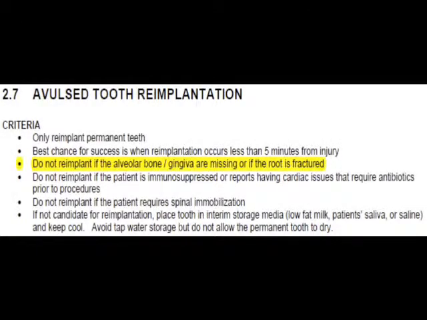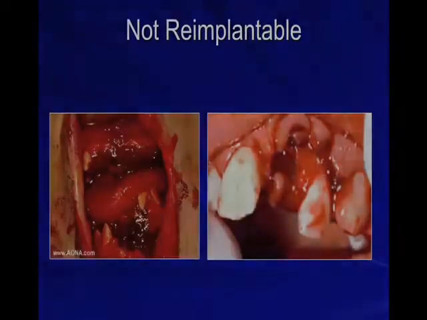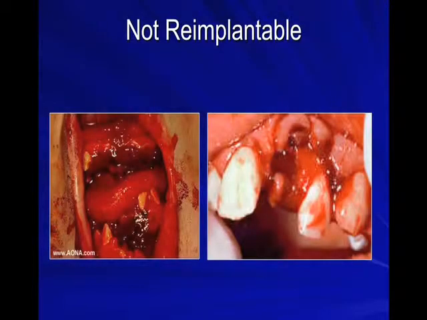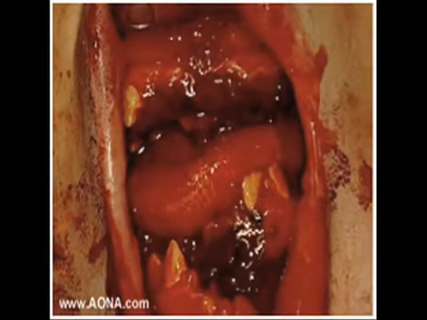The protocol also indicates that we should not reimplant if the alveolar bone or gingiva are missing or if the root is fractured. So how do I tell that? These two images demonstrate significant damage and maceration of the gingiva. The figure on the upper left in particular is suggestive of alveolar bone fractures as well.